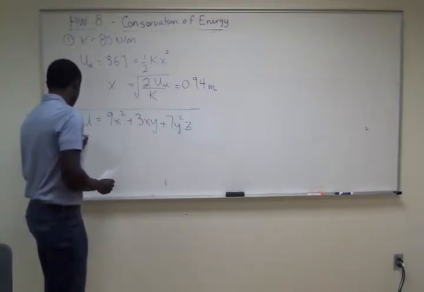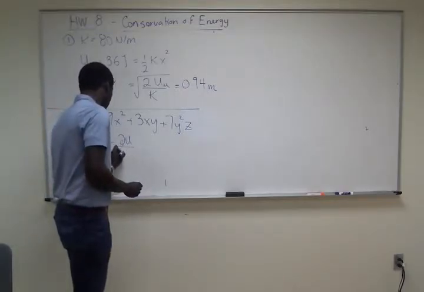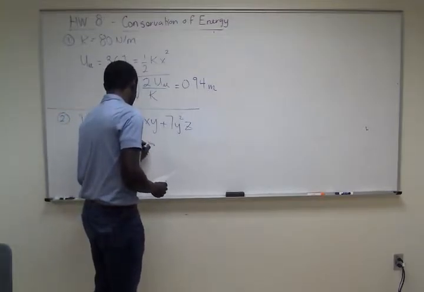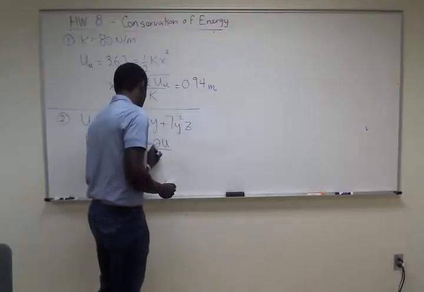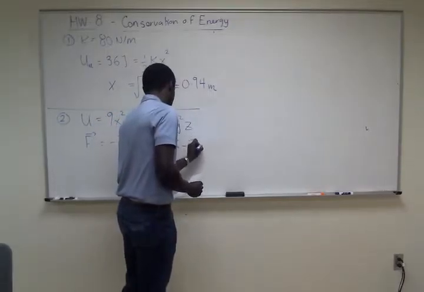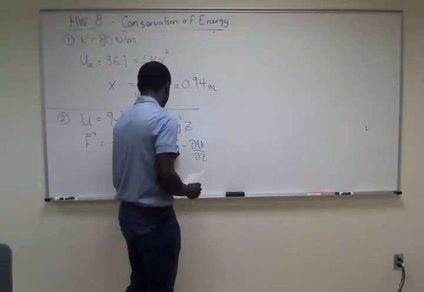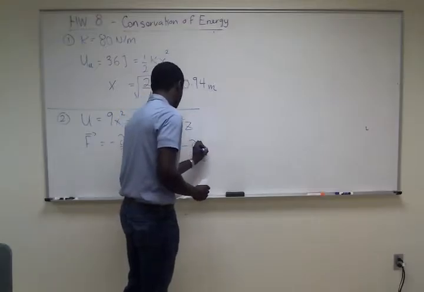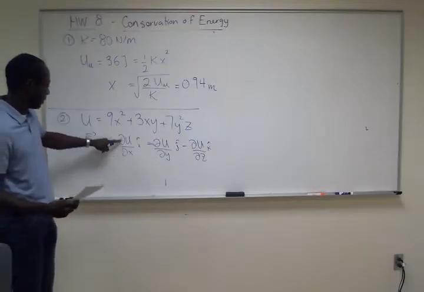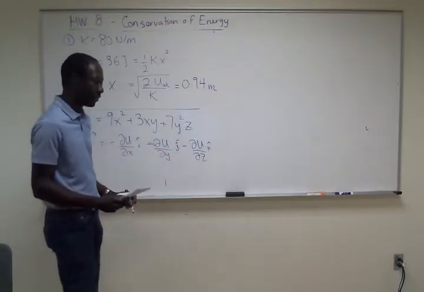So we know that the force as a vector is equal to minus the partial derivative of U with respect to x along the i direction, minus the partial derivative of U with respect to y along the j direction, minus the partial derivative of U with respect to z along the k direction. So this minus dU/dx is the x component of the force, that's the y component, and that's the z component of the force.